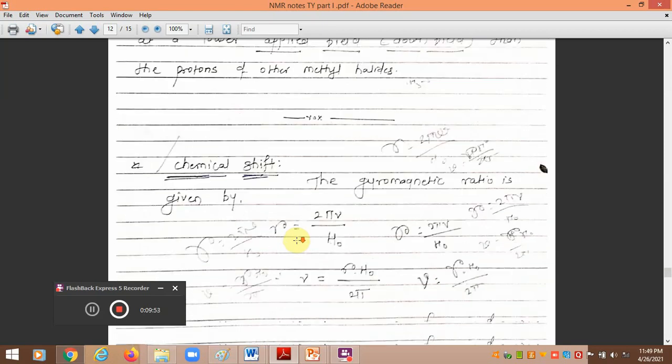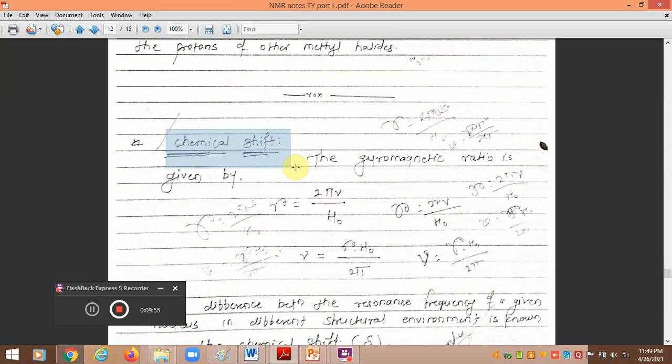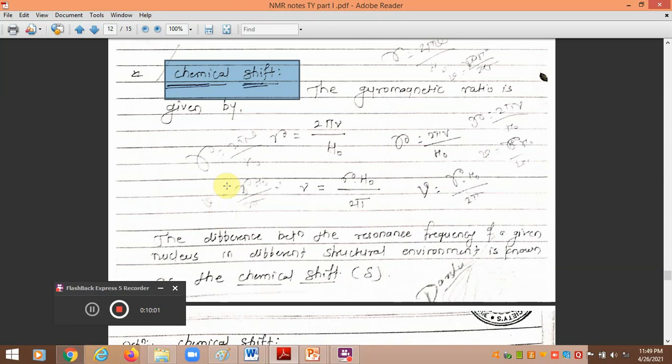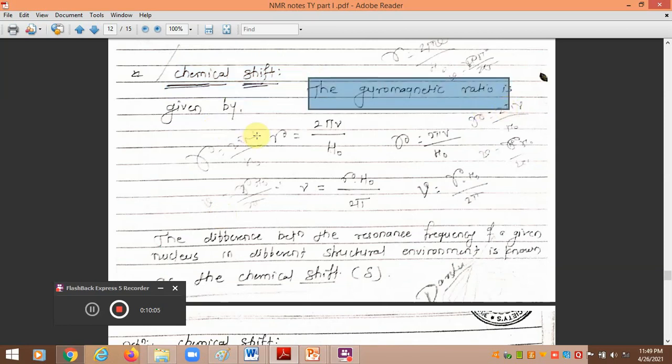Dear friends, in the last part of the video we already discussed a lot about the gyromagnetic ratio, given by gamma, and the equation for the gyromagnetic ratio gamma is given by 2 pi mu divided by h0.